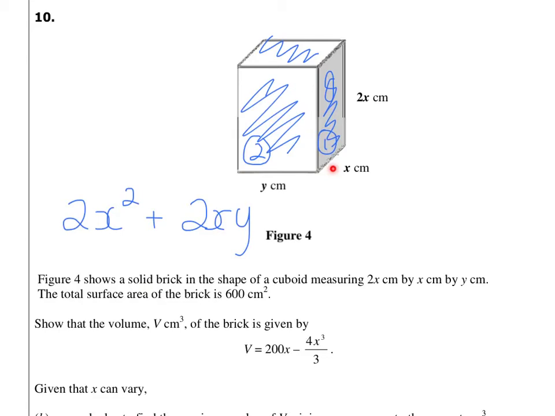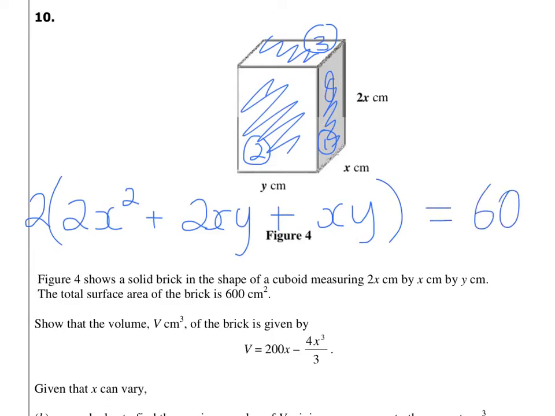And then this face 3 will be xy. Again, just following the lines of here. So that's x, so that means that is x. This is y, so that's y. Hence that area is xy. Now that's just one half of the shape that we can see. There are two lots of each face, so I want to multiply that all by 2. And I know that that equals 600 because that's given in the question.